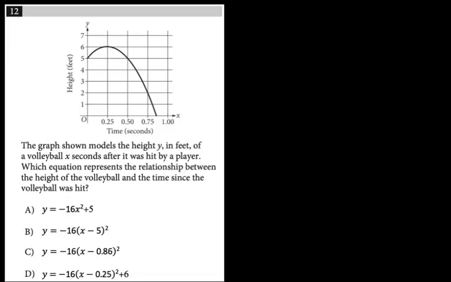All right. The graph shown models the height y in feet of a volleyball x seconds after it was hit by a player. They like to give a lot of context, and I would argue that in most cases you do not need the context. Which equation represents the graph, right? That's basically what it's saying. What's the equation of this graph? But it says which equation represents the relationship between the height of the volleyball and the time since the volleyball was hit. But again, if you are presented with this problem and these answer choices without any of the words, so you're just given the graph and the answer choices, you would know what to do.